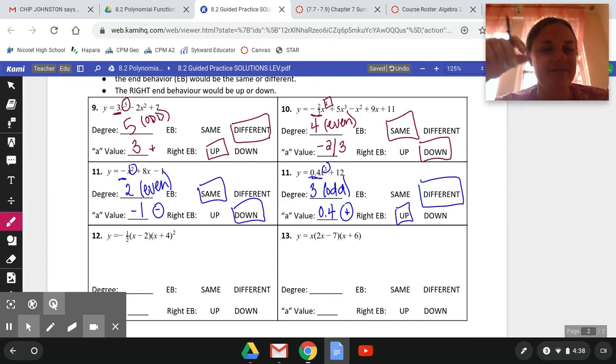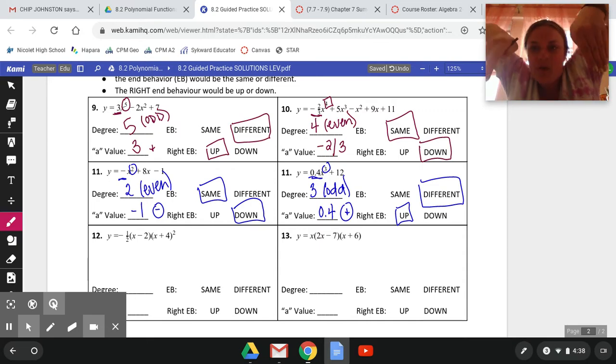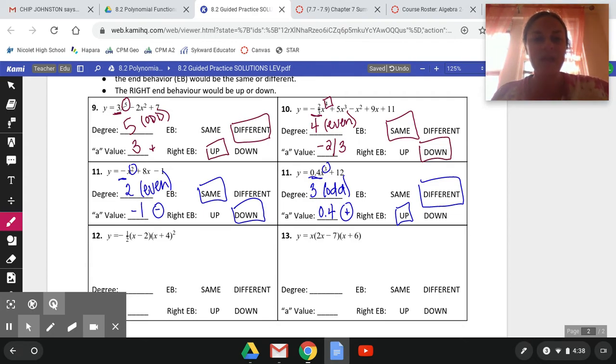Number 11, the first number 11. It's even, the ends are both going the same direction, and they will both, in fact, be going down because the A value is negative. Next, number 11, it is odd, so they're going in different directions, and my A value is positive, which tells me that the right side is going up, which means that the left side will be going down.